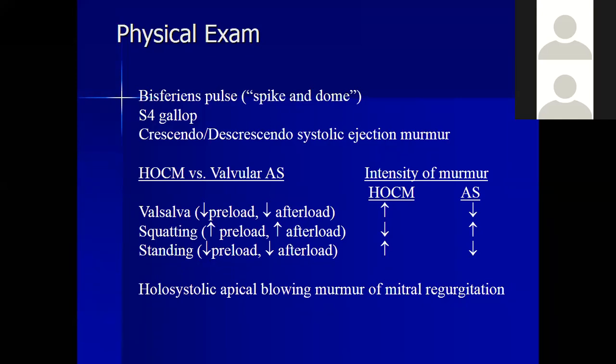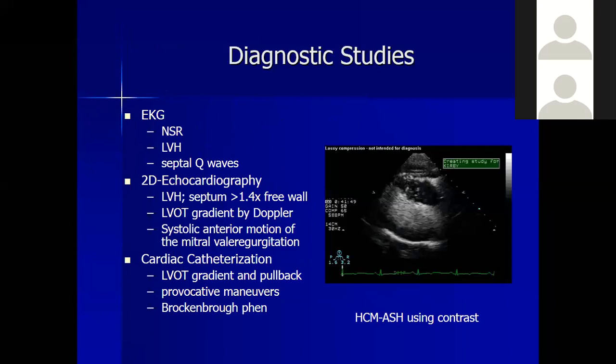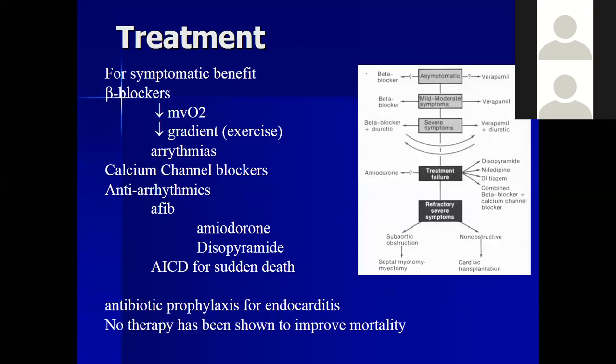Sometimes, when they have a dynamic LVOT obstruction, they can have a holosystolic murmur secondary to mitral regurgitation. You can do an ECG for these patients, echo, and cardiac catheterization. What is the treatment for these kinds of patients? Give a beta blocker, but make sure they are not hypotensive.